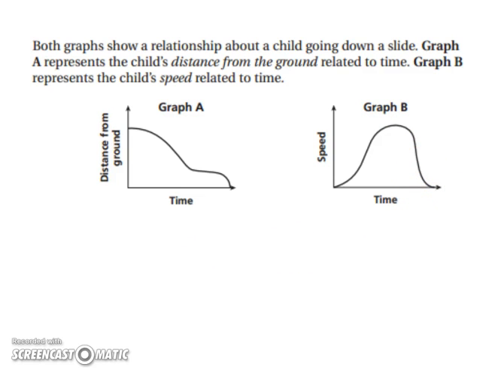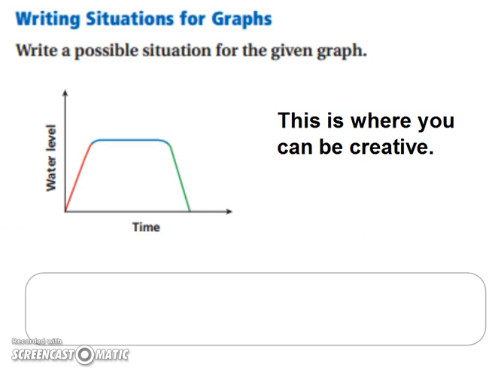So using this, we can write situations for graphs. So write a possible situation for the given graph. This is where you get to be creative. I will only be showing you one possibility. There are many possibilities when it comes to water level and time for this sort of situation.